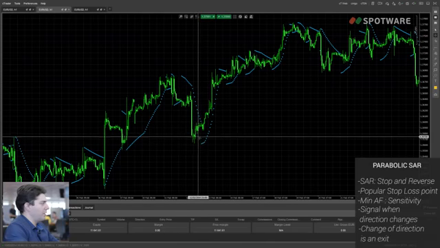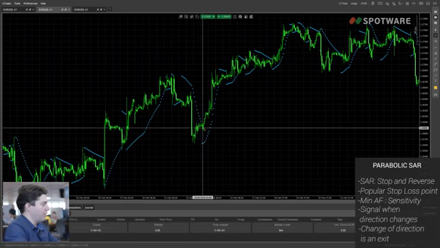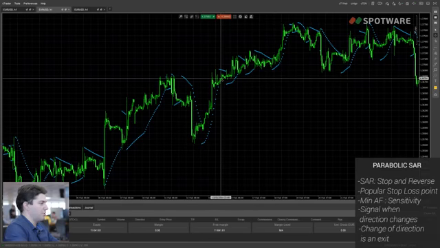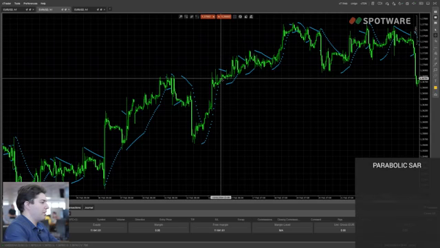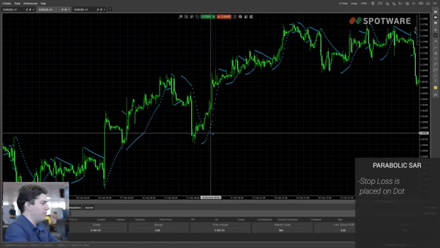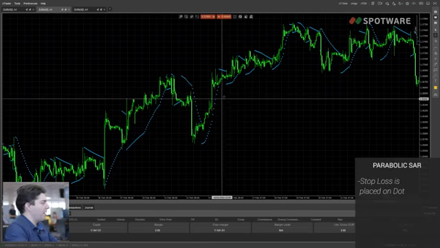So usually, you trade, you go long here, and when it changes direction, it goes above the candlesticks, you close your position. When I said that the indicator is used as a trailing stop, I mean that the traders place a stop loss where the dot is placed and move it automatically when the price moves.